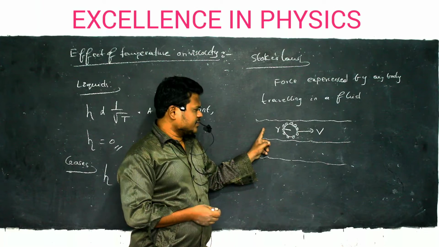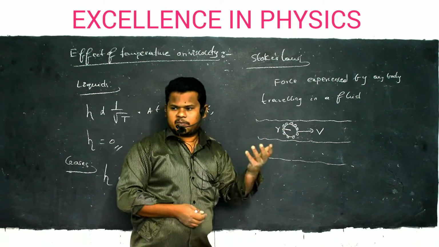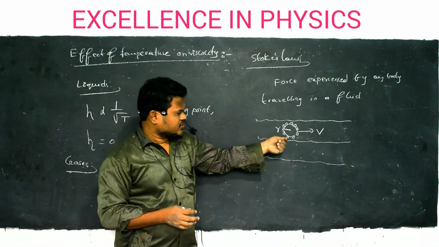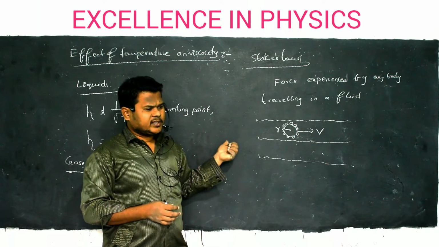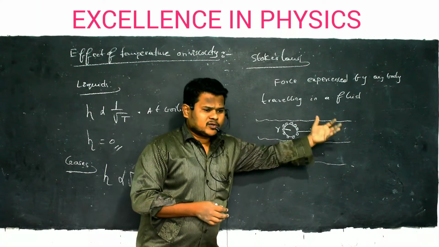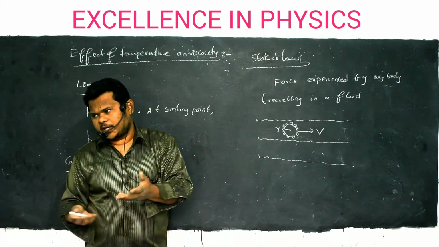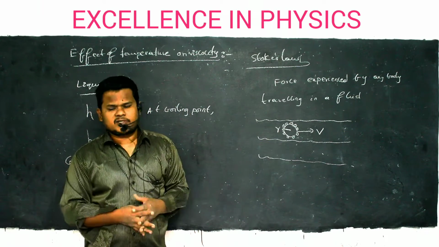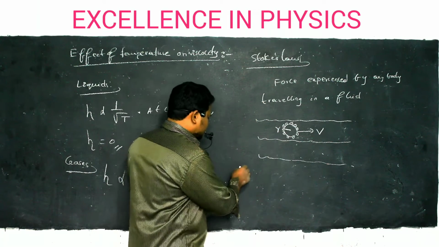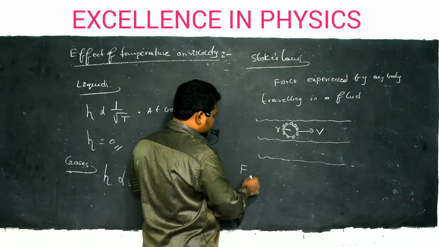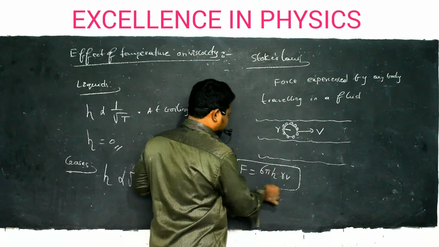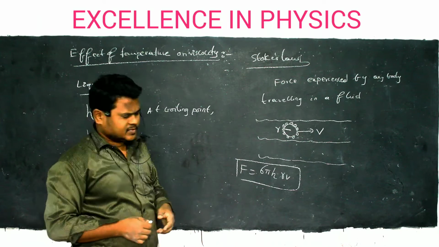Understand? Between the remaining molecules and these molecules, there will again be cohesive forces. These cohesive forces try to pull this body backwards. Are you able to understand? If the body is moving forward, cohesive forces will pull the body backwards. So again, frictional forces are existing. These forces are existing on this body, and the equation of this type of viscous force experienced by this body is given by 6 pi eta r V. This is the equation. Clear?